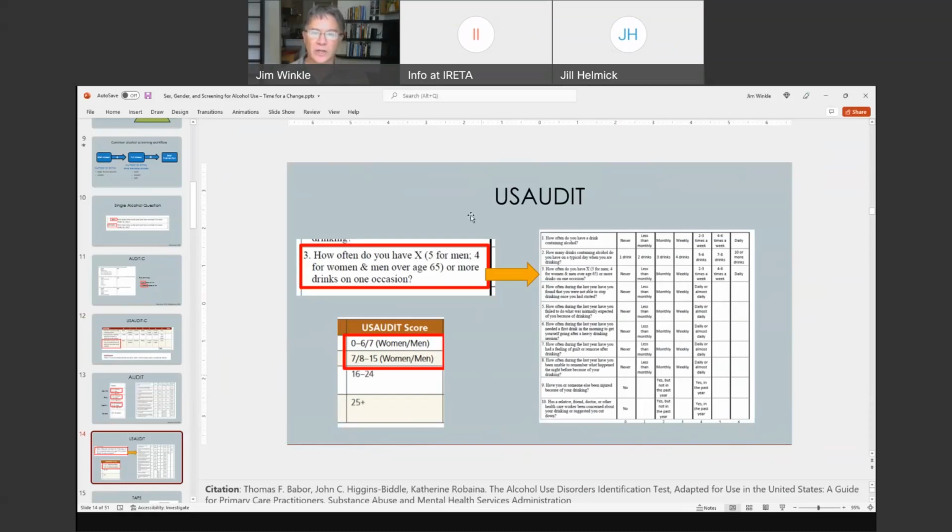So as far as I know, this is the only version of the US audit out there, and it is problematic. I don't have a suggestion on how to use this in a gender inclusive way, because it would mean changing this question terminology as well as the scoring guidelines. So US audit is a good tool for cisgender people, I think, because it gives a little more exact measurement of what a low risk limit is, because it has additional questions that define a quantity and frequency of drinking. But again, it's probably the most gender exclusive tool, unfortunately, out there.